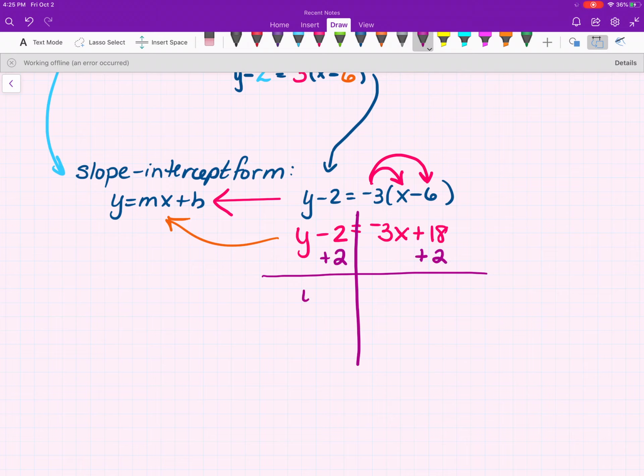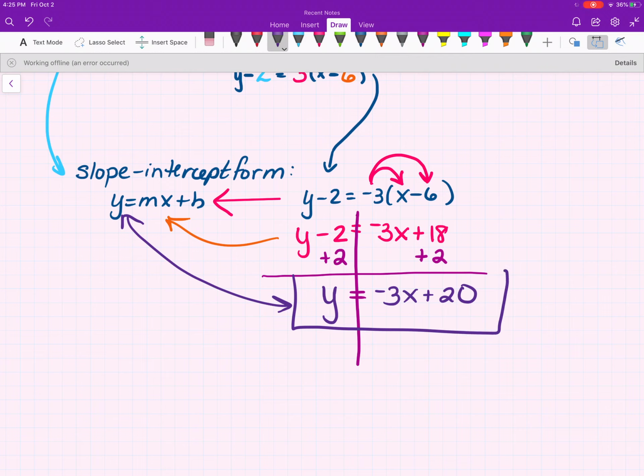Okay, so now we have y equals, let's make that y a little closer to the equal sign because there's nothing else over there. So y equals negative 3x plus 20. Does that look like slope-intercept form? Yes, it does. We're done with slope-intercept form. There we go. We just had to use the algebra that we learned in chapter 1.